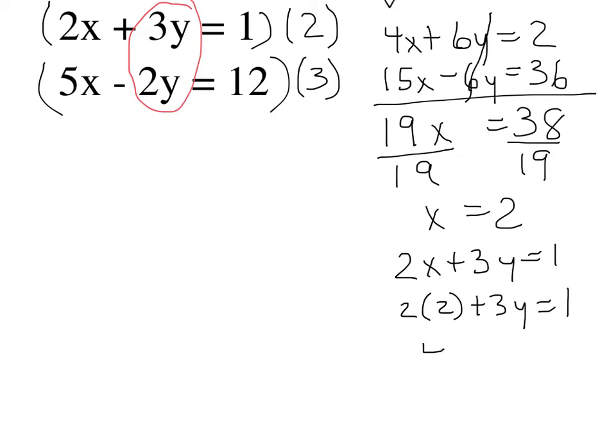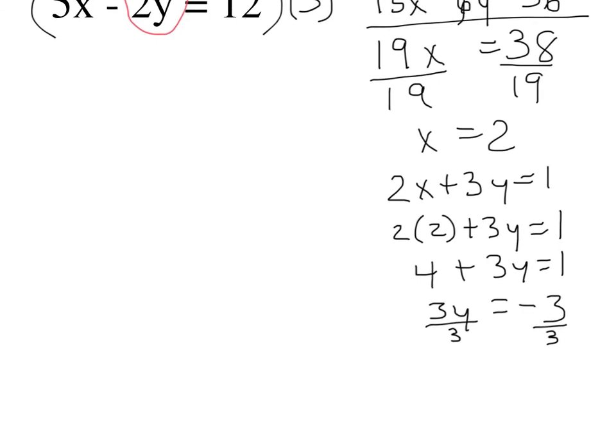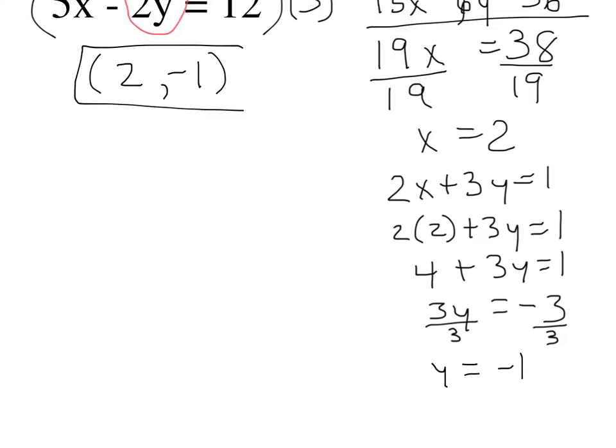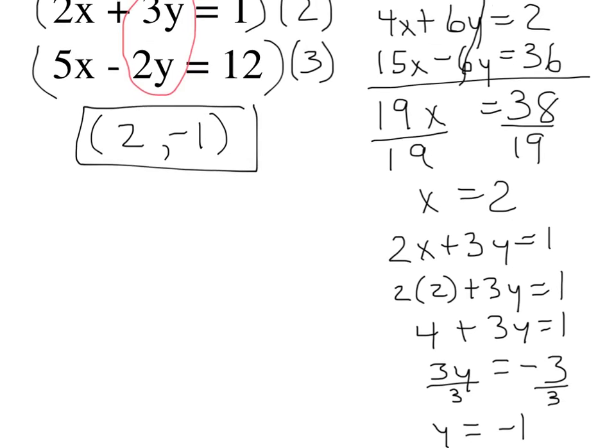And solve for y. Subtract 4 from both sides. Divide by 3. And you get y equals negative 1. So our solution then is (2, negative 1). That must be the point where these lines cross.